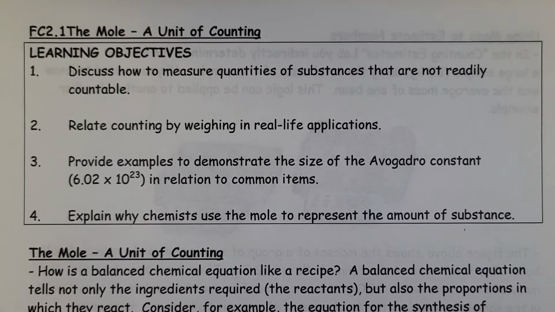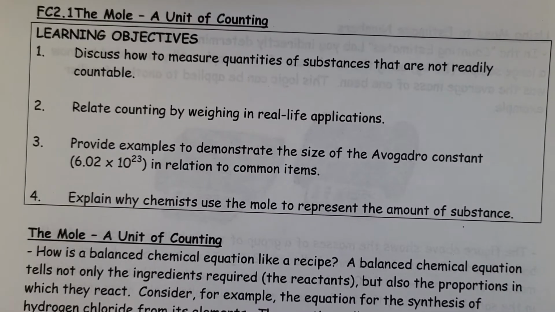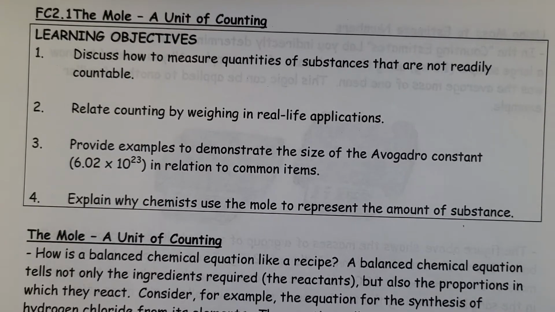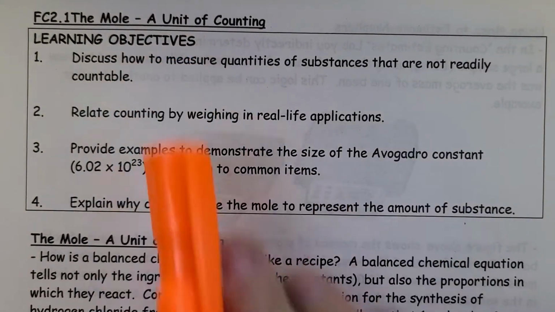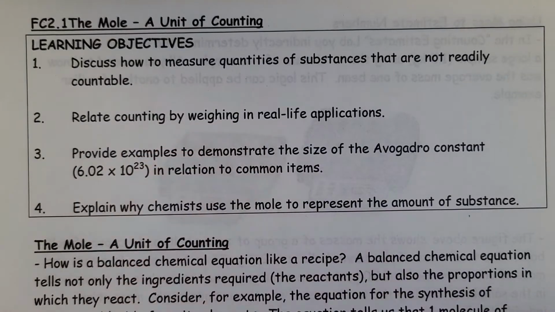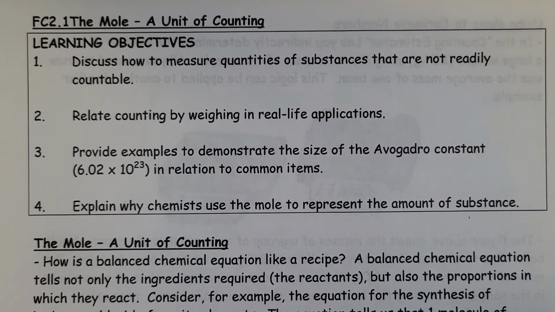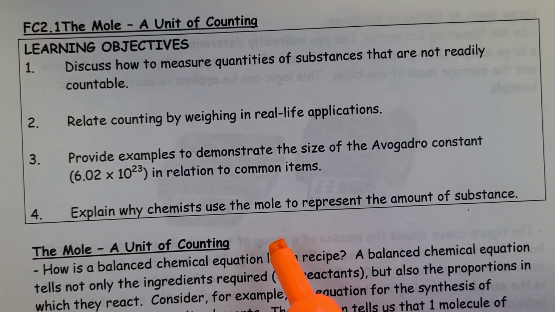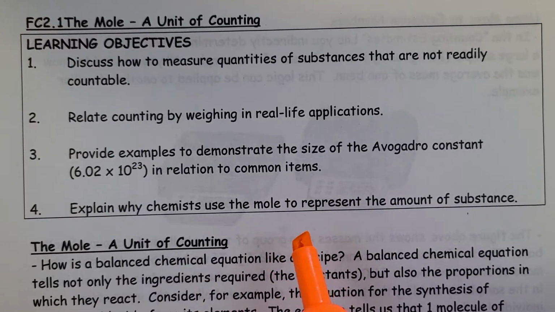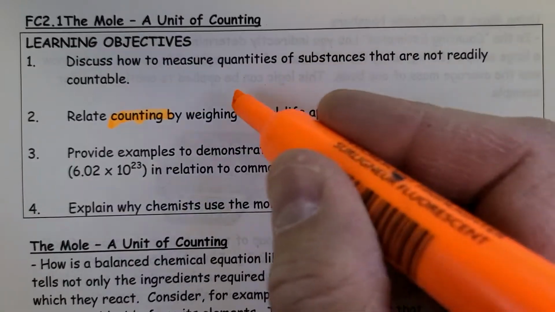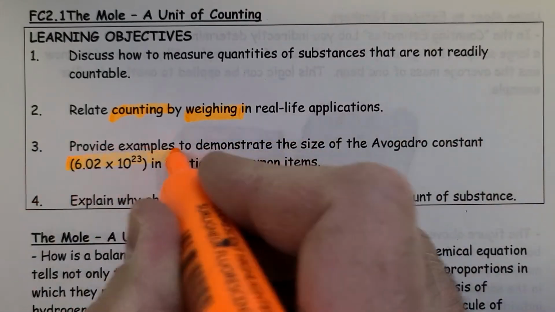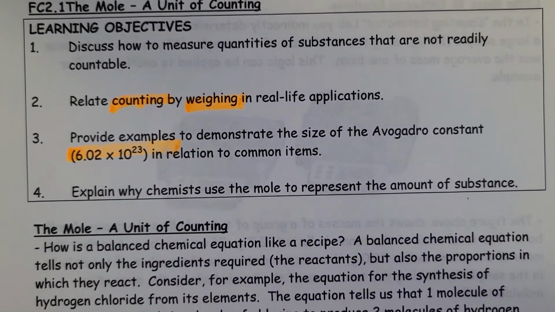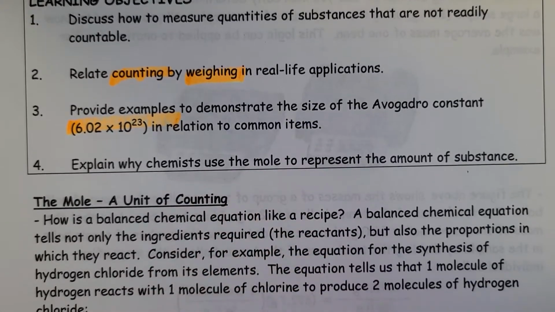This is the beginning of the FC2 unit, the unit on the mole, understanding the mole and looking at it as the amount of substance for measuring. So, first one here, a mole, a unit of counting. We'll discuss how to measure quantities of substances that are not readily countable, such as a huge amount of things. Relate counting by weighing in real-life applications. Provide examples to demonstrate exactly how big this number is to common items. And explain why chemists use that number to represent the amount of substance.